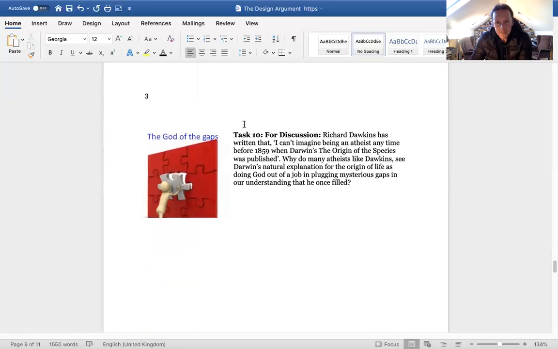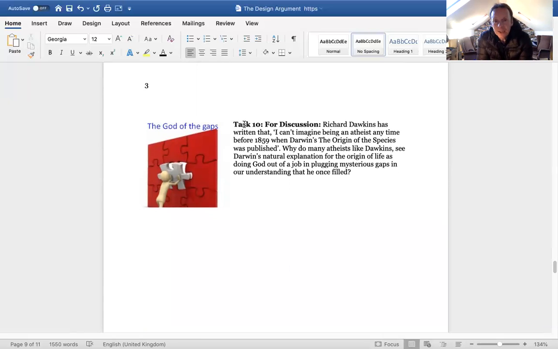Task 10, nearly there now. Richard Dawkins has written, "I can't imagine being an atheist any time before 1859," when Darwin's Origin of Species was published.